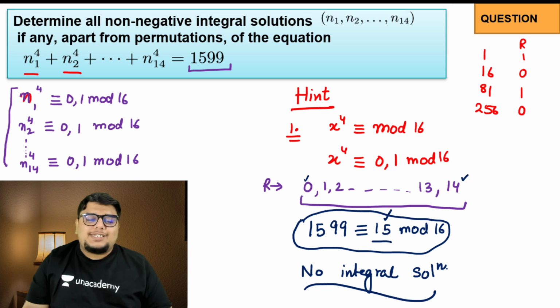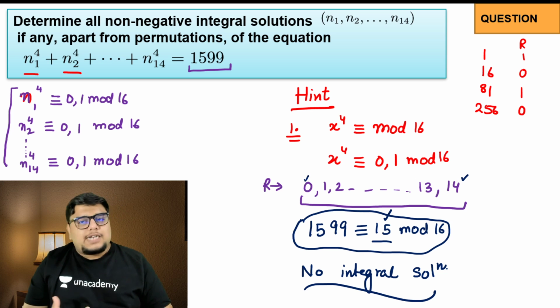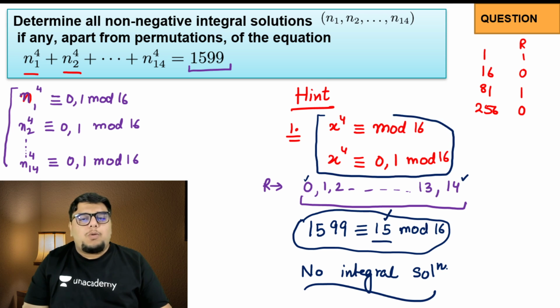So I hope you guys got this. This came in USAMO. It's like INMO, and a very interesting problem. The only thing that you need to know is this property. If you know this property, then I think the problem is solved.